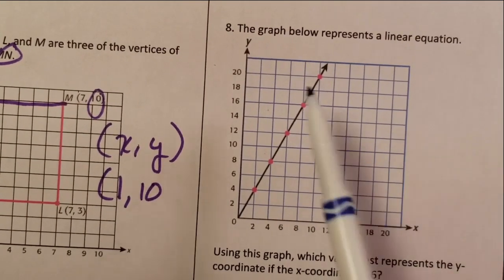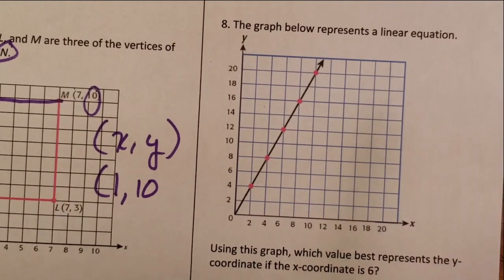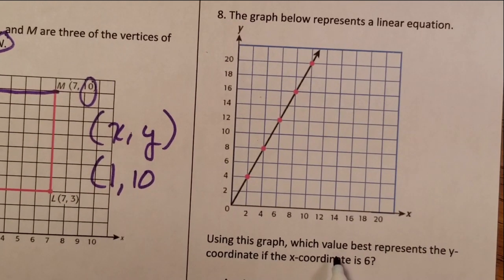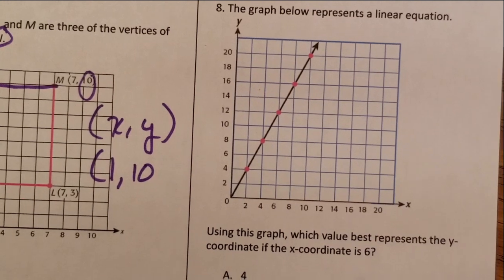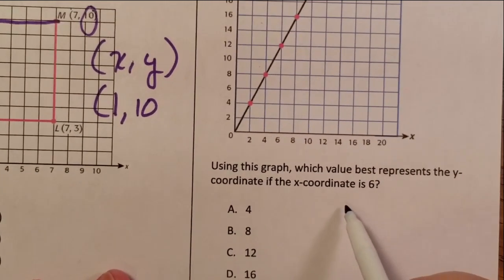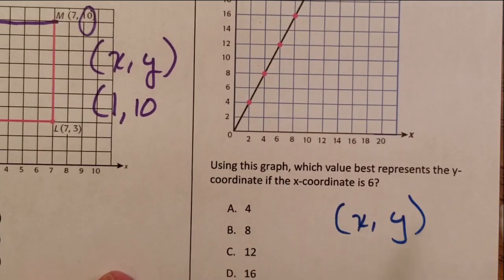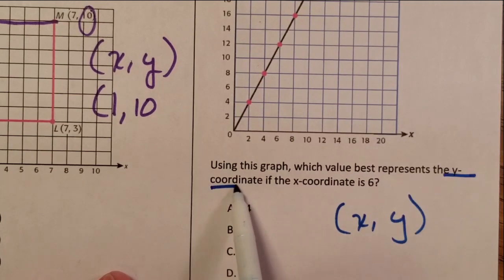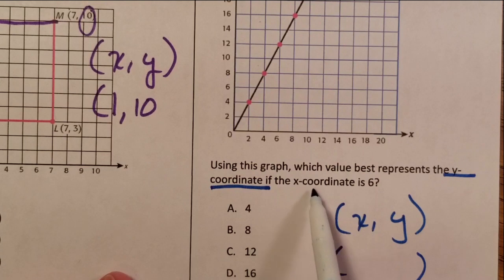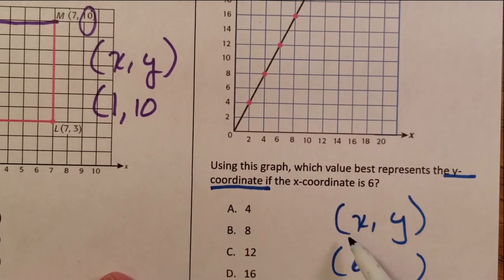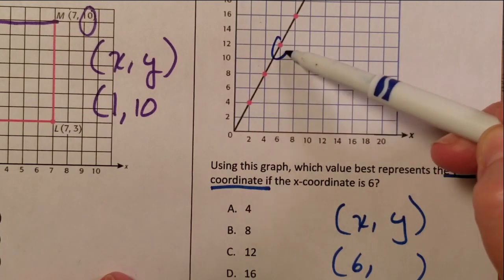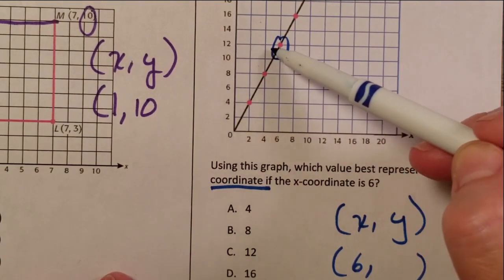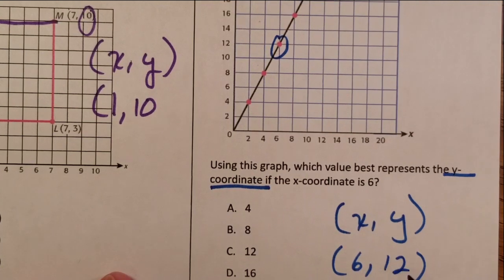And on number 5, the graph below represents a linear equation. Using this graph, which value best represents the y-coordinate if the x-coordinate is 6? So we have x, y, and they're saying the y-coordinate is what we're looking for, if the x-coordinate is 6. So on the x, we're going to come over to the 6, and then we're going to follow it up. That's the point we want. So the y is going to be on the 12, which is C.